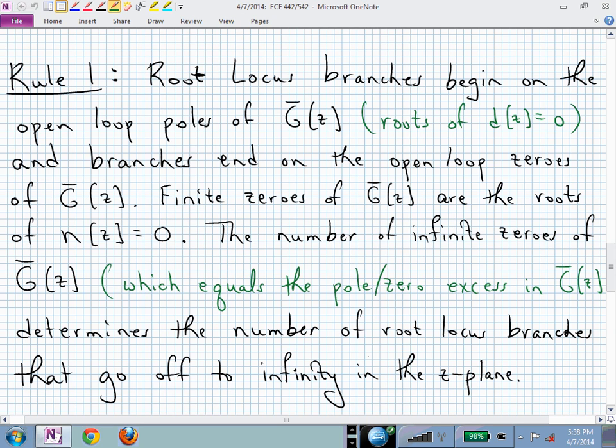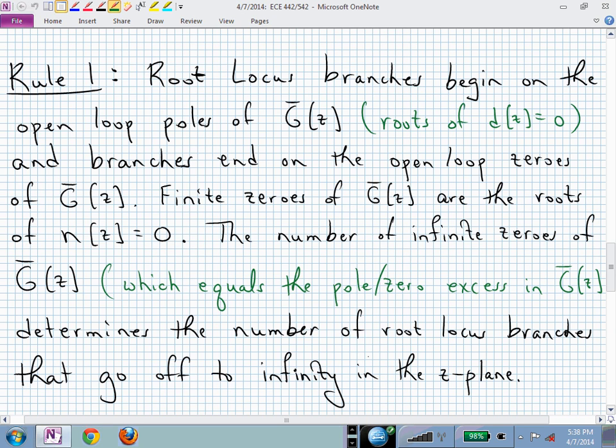And that's what we're starting with. We're saying the root locus branches begin on the open loop poles of G bar. So we start on the X's that we sketched, and we start moving towards the zeros. And now it's a good thing we've learned about infinite zeros, because the root locus branches go to our finite zeros and infinite zeros, if we have any.